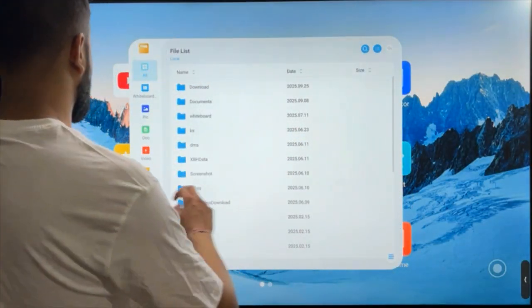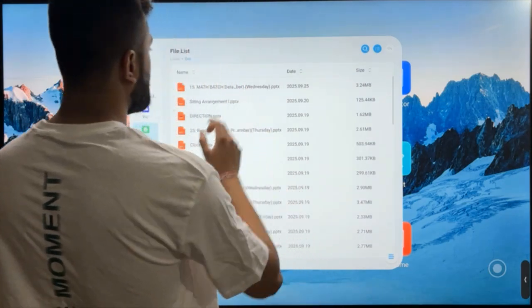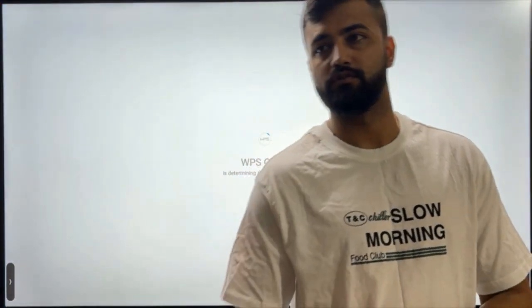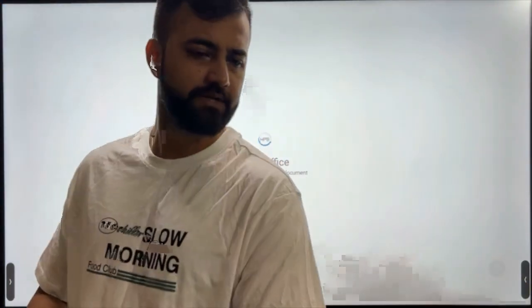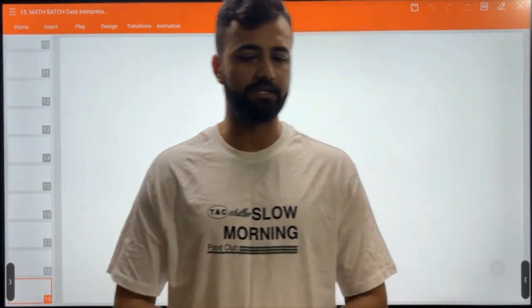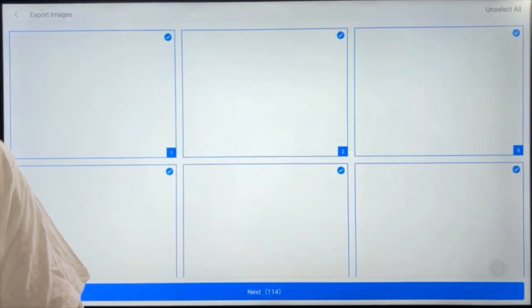Okay, so we were doing data interpretation. As you know, this is a very important topic. Today we'll try to finish this topic and wrap up. Once we wrap up this topic, then we can move to other different types of topics.